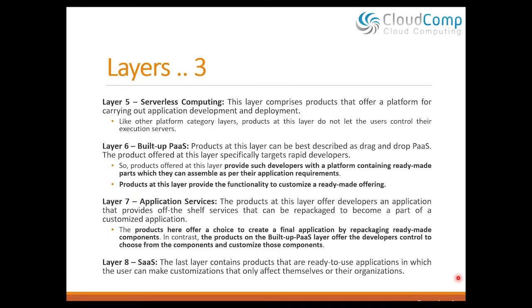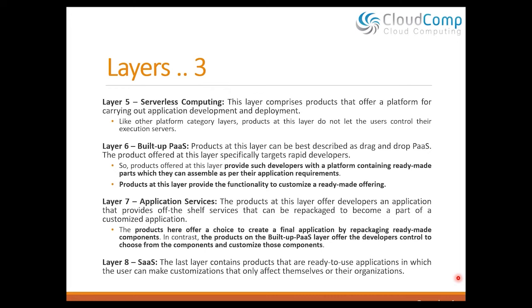Then we say serverless computing. Serverless computing is again offering the platform for carrying out application development and deployment. Like any other category layers, products at this layer do not let the user control their execution servers. An example is Amazon Lambda, which has the coordinate 5C.